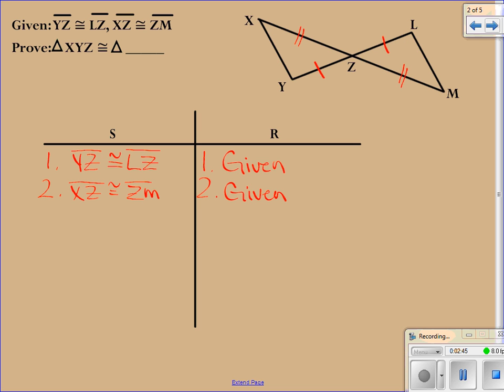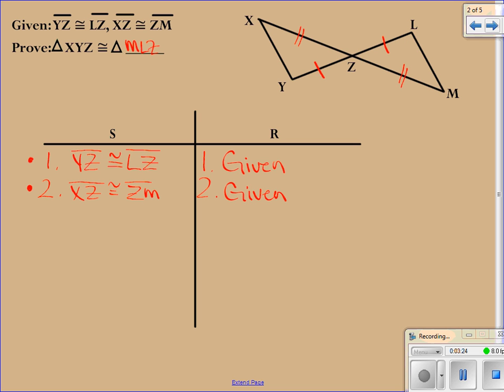Up there in the prove statement, I have the congruent statement left blank on the second one. What order should that be in? Yes, MLZ. Yep, it should be MLZ. All right, now remember, we're always looking for 3 pieces of information before we can say the triangles are the same. We have 2 of them right now. We have a set of sides congruent and we have a set of sides congruent.